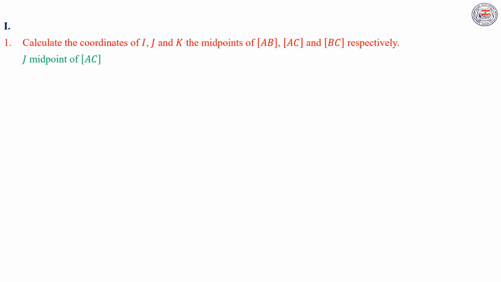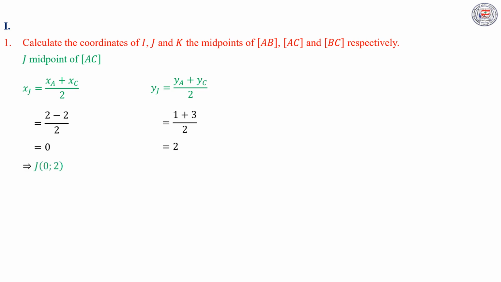J is the midpoint of AC, then xJ equals (xA plus xC) over 2 equals (2 minus 2) over 2. Here we put directly minus, since 2 plus minus 2 equals 2 minus 2, over 2, then xJ equals 0. And yJ equals (yA plus yC) over 2 equals (1 plus 3) over 2 equals 2. Then the coordinates of J are (0, 2).